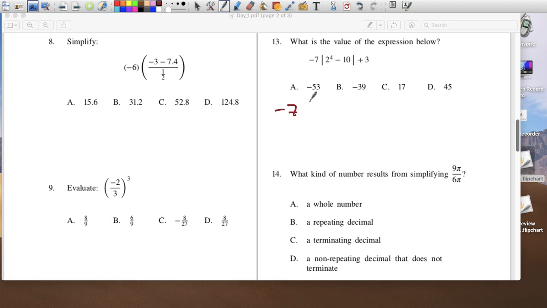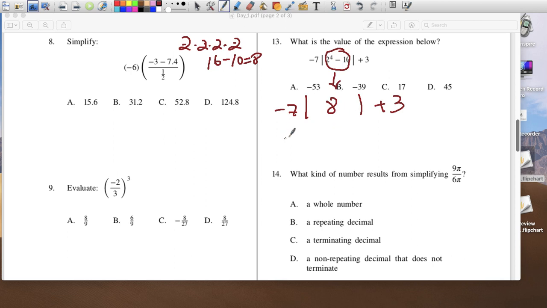This one deals with absolute value, so let's take care of that first. Negative 7 is just going to hang outside here for a second. Let's take care of the inside, and the 3 for now. 2 to the 4th is 2 times 2 times 2 times 2, which is 2, 4, 8, 16. And then that 16 is going to be subtracted, right? So 16 minus 10 is going to be 8. So all this changes to 8.